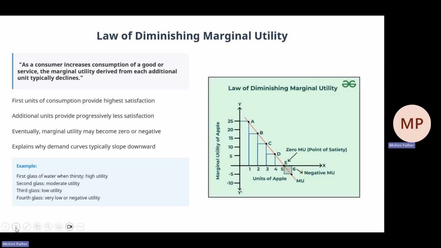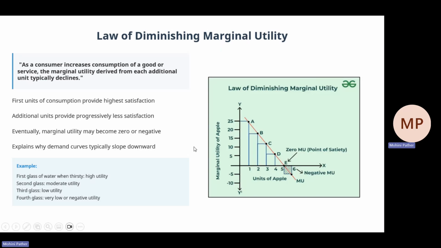Utility, as we mentioned before, is all about measuring satisfaction. So as a consumer increases consumption of a good or service, the marginal utility derived from each additional unit typically declines. That is the word for word law of diminishing marginal utility. So the first units of consumption provide the highest level of satisfaction, obviously.